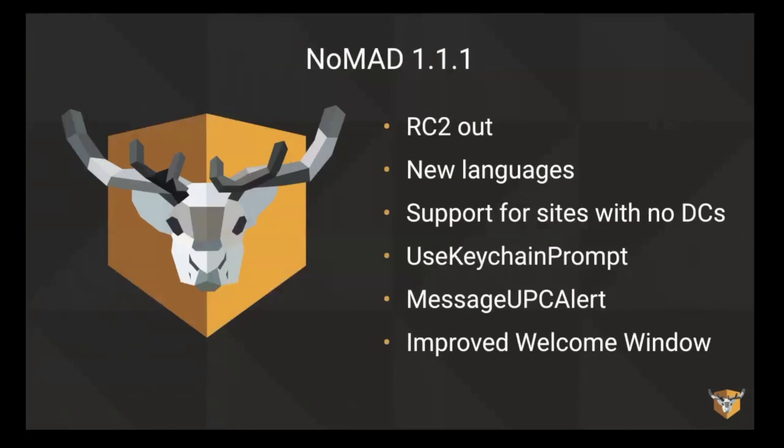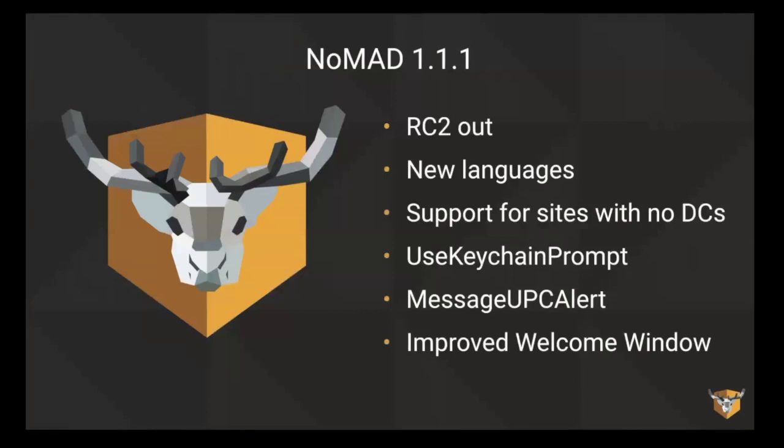We had a lot of support for sites with no directory or no domain controllers, excuse me. This was something that we didn't expect to see, but it's apparently a lot more common than we expected. So this is where NoMAD looks up the Active Directory domain. And then when we find the domain, you want to look up the site that the machine is in. We had some settings for being able to set up sites and manually specifying which site you wanted to be a part of. So you could kind of work around this, but then that got a little bit clunky.